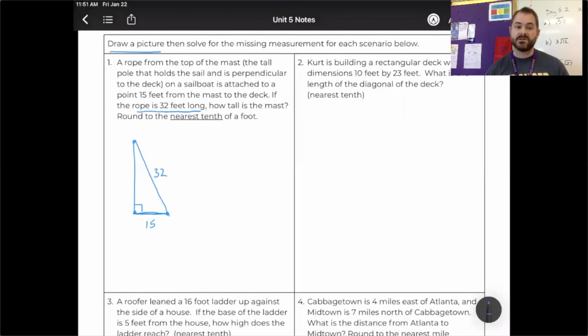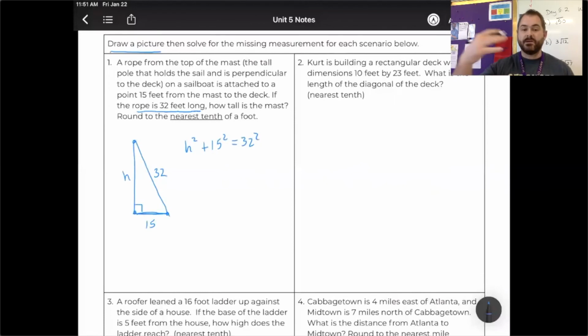What they're looking for is the height of the mast. How tall is the mast? So H for height or T for tall, or just use an X. And now we have a Pythagorean theorem equation we can set up. So I'm going to go through that part kind of quickly. H squared plus 15 squared then would have to equal 32 squared.